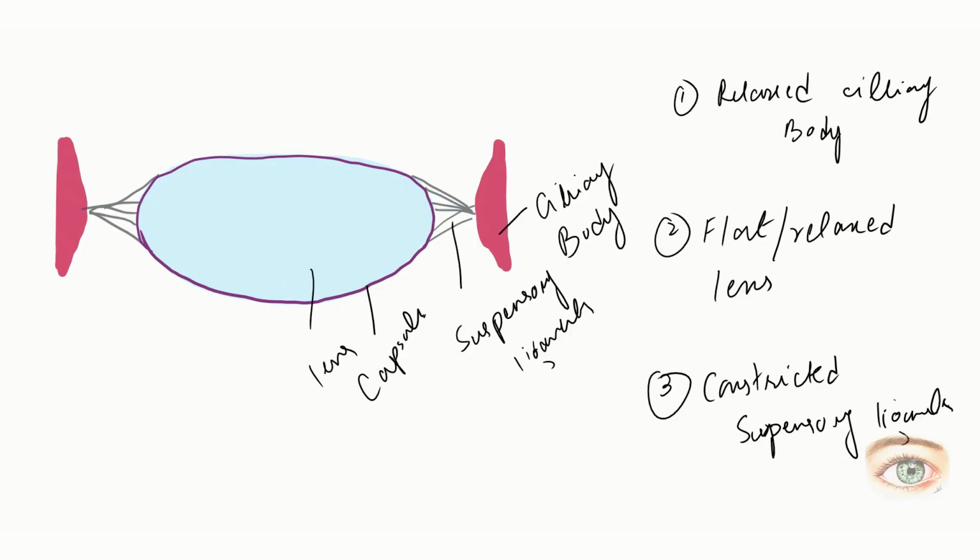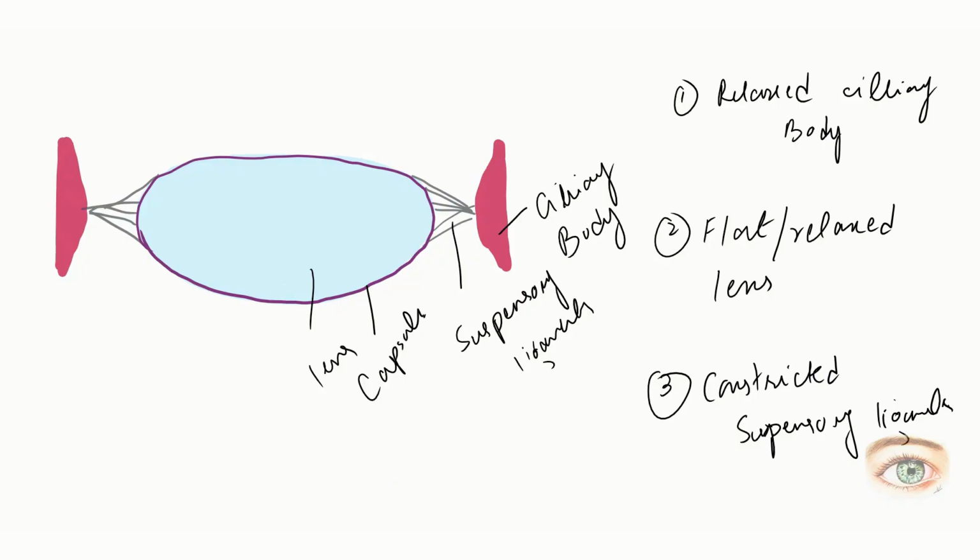During accommodation, you have to remember one thing: the anterior curvature of the lens is going to change, which means that it is going to become more curved anteriorly. And what is it going to do? It will increase the power of the lens. Now, what are the suspensory ligaments doing by being constricted? They are holding this capsule right here and making the lens flat, right?